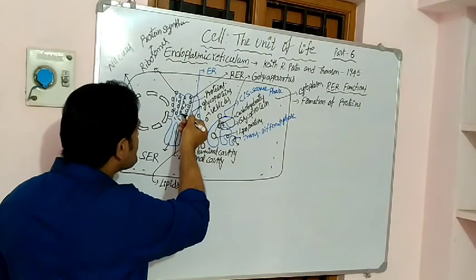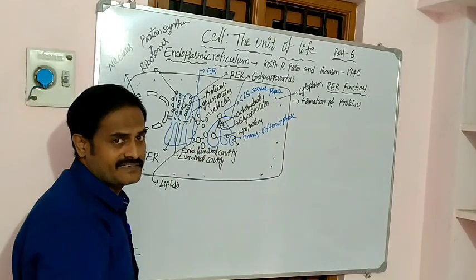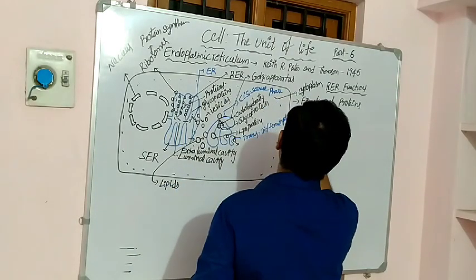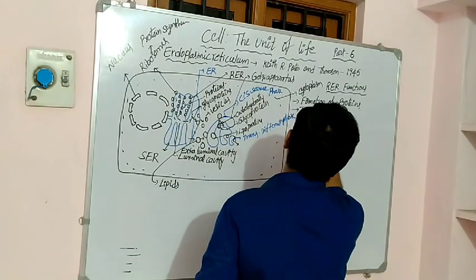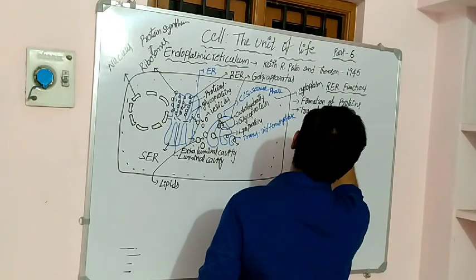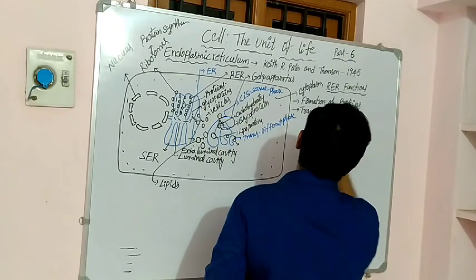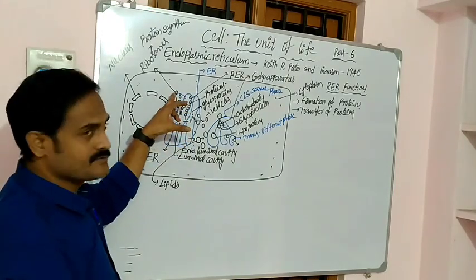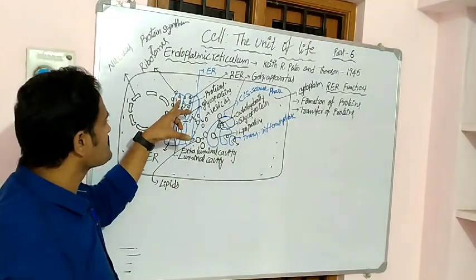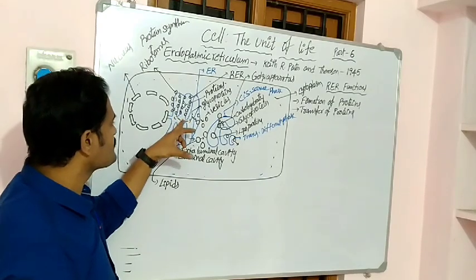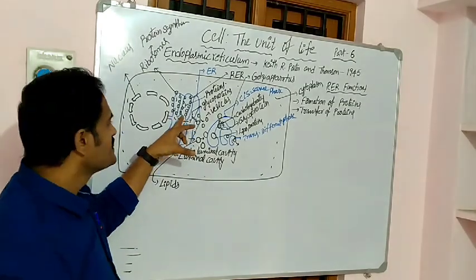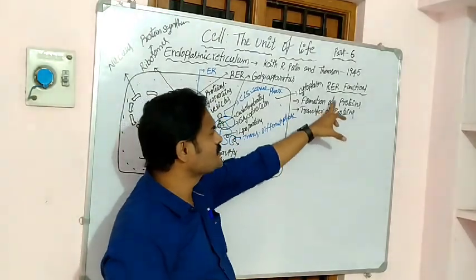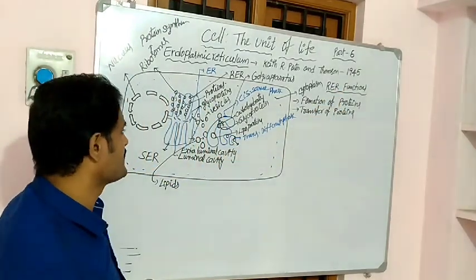The proteins are transferred into the luminal cavity. So the second function is called transfer of proteins. First, formation of proteins from the ribosomes. Then the same proteins are released or transferred into the luminal cavity. So that is called transfer of proteins. This is also carried out by the rough endoplasmic reticulum.